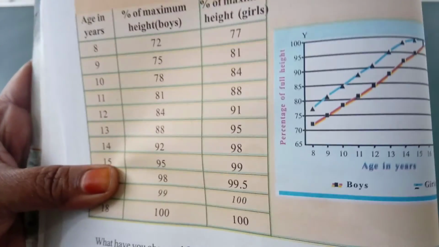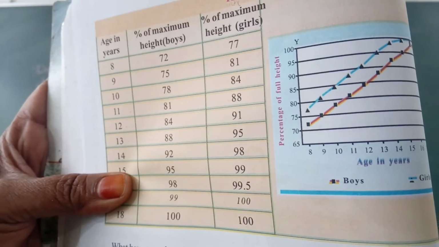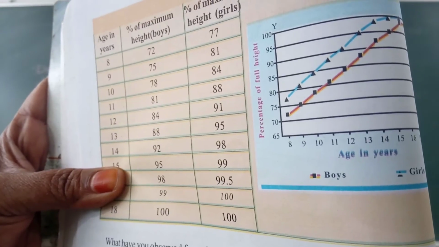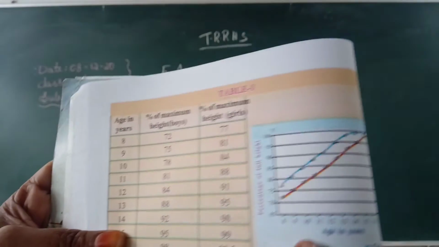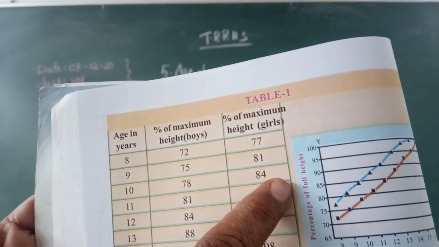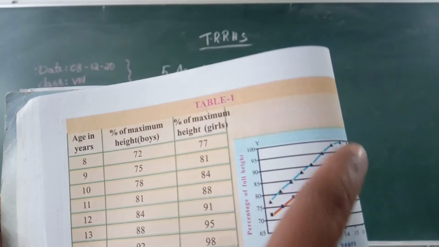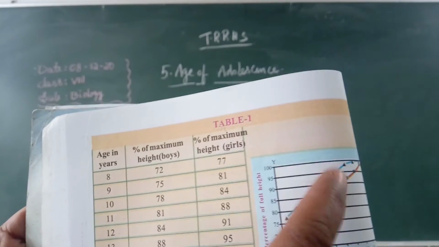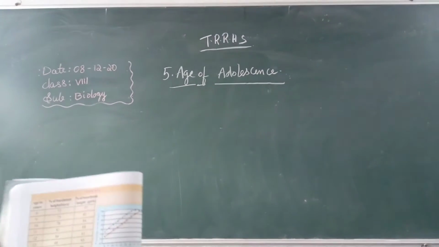Just see, and look at the graph also here. The graph shows percentage of full height against age in years, both for girls as well as for boys. So now we'll discuss.